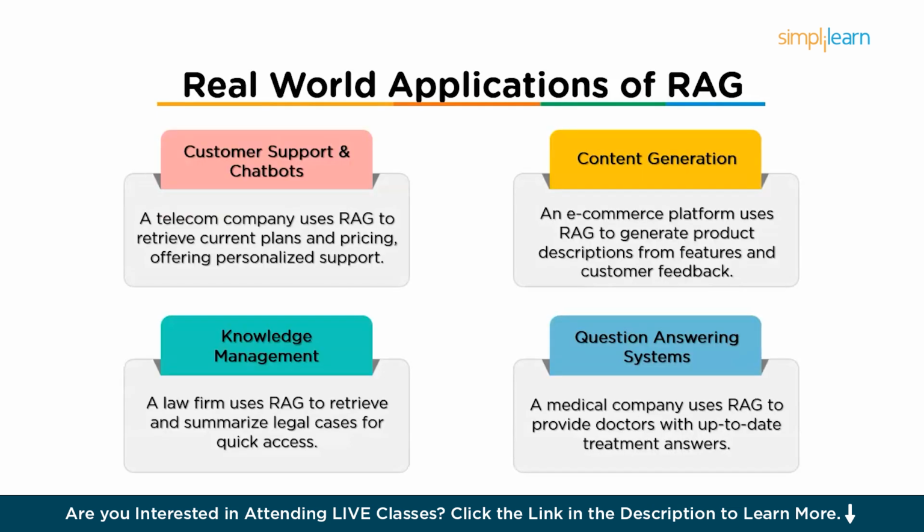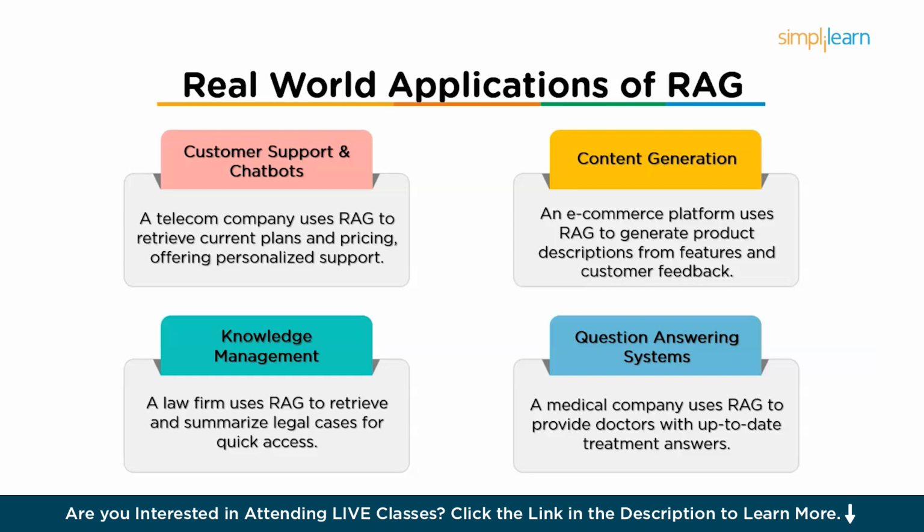In customer support and chatbots, RAG improves chatbots by retrieving relevant information from knowledge bases and generating detailed, contextually accurate responses. So for example, a telecom company uses RAG to retrieve up-to-date plans and pricing, providing personalized customer support. Then it's used in content generation. RAG helps create SEO-optimized content by retrieving data from internal sources, customer reviews, and trends. For example, an e-commerce platform generates unique product descriptions based on product features and customer feedback.